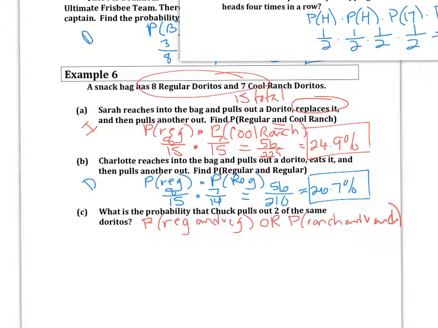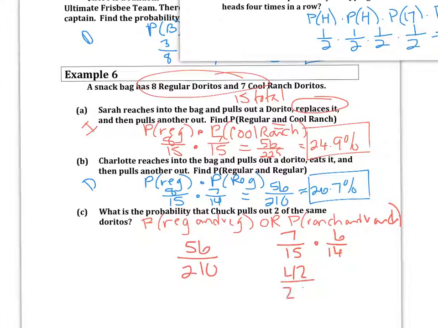Okay, so we already know the probability of a regular and a regular. That ended up being the 56 out of 210 that we just found out in the previous example. The probability of it being a ranch and a ranch, we would have to calculate. So it would be 7/15 times 6/14, because they would be dependent, which would end up being 42 out of 210.